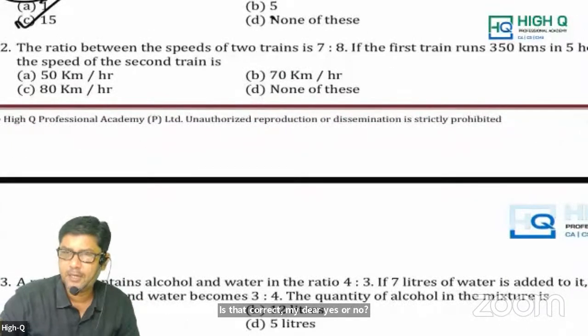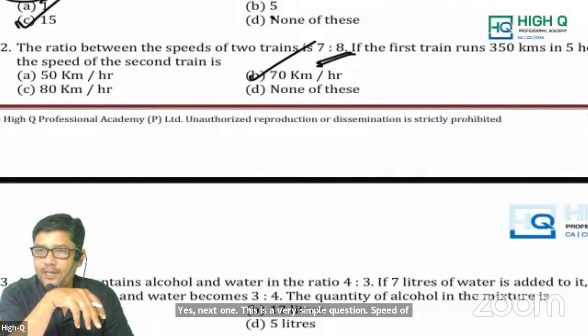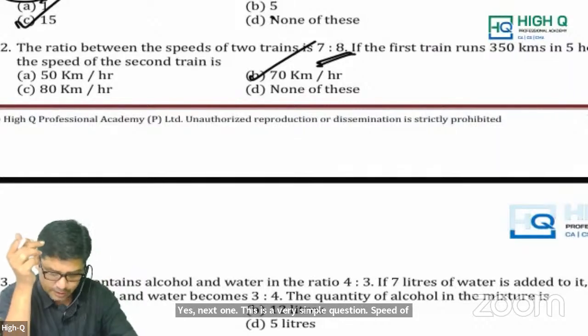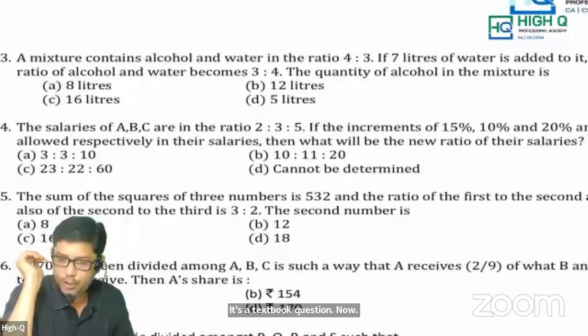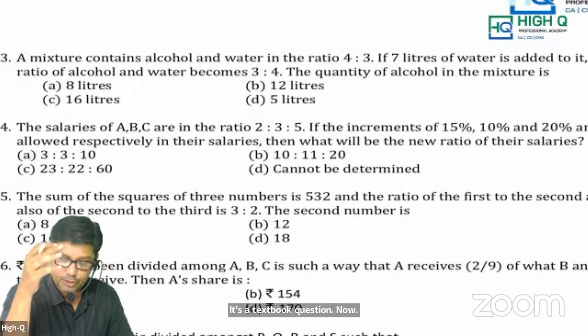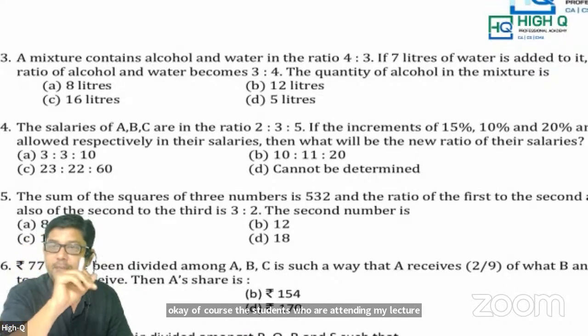This is a very simple question. Speed of the two trains. Simply you will be giving the answer as 70 kilometer per hour. Am I right? It's a textbook question. Now, these questions are not there in your institute material. Of course, for the students attending my lecture for the first time, it may be a new question, but it's a very important type of question.